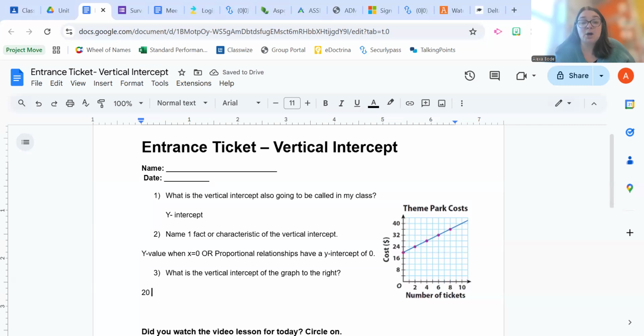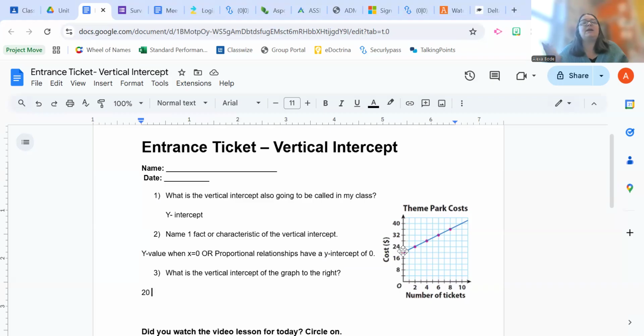Tomorrow, I'm going to be giving you situations and you're going to have to match it with the graph. You're going to have to know what all of the points on the graph mean. What does the vertical intercept mean for this graph? What does the slope mean for this graph? This graph here is talking about the cost in a theme park, the number of tickets you purchase and how much it costs. So this 20 here is the starting cost. Your y-intercept is the starting amount. So when you have 0 tickets, automatically it's going to be $20.